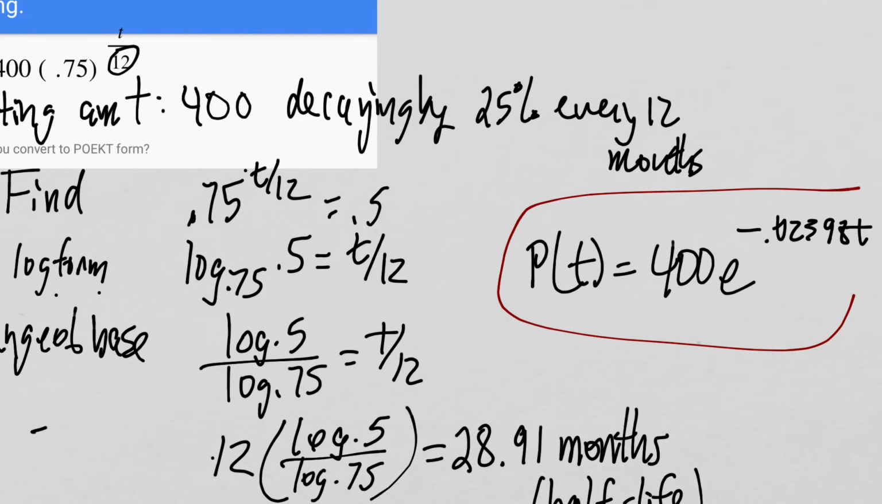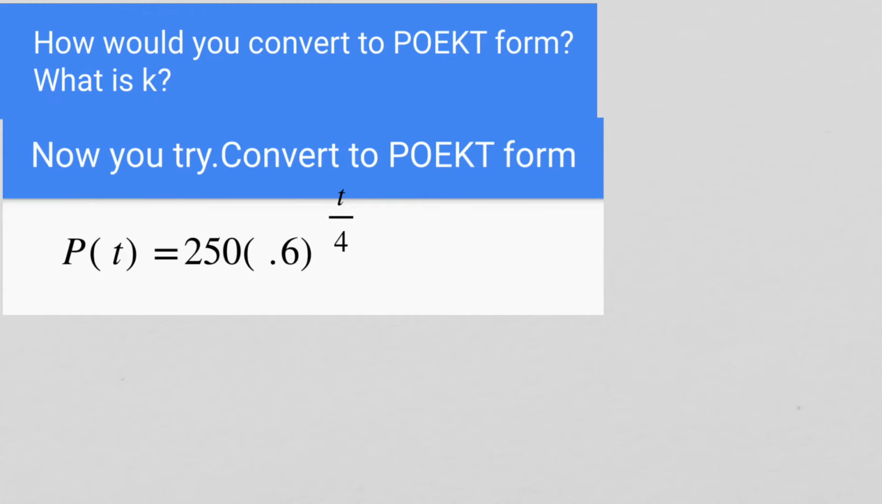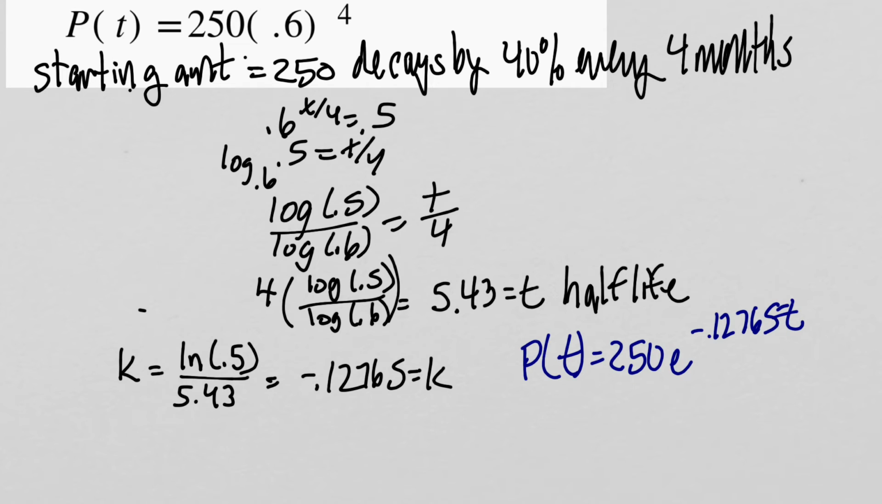So what I want you to do on this next one is you go ahead and try it yourself. See if you can figure out what is the half-life. Then from there, plug it in to get the k. Pause the video, come back to see if you got it. Okay, so hopefully you figured out that your half-life was 5.43 months.